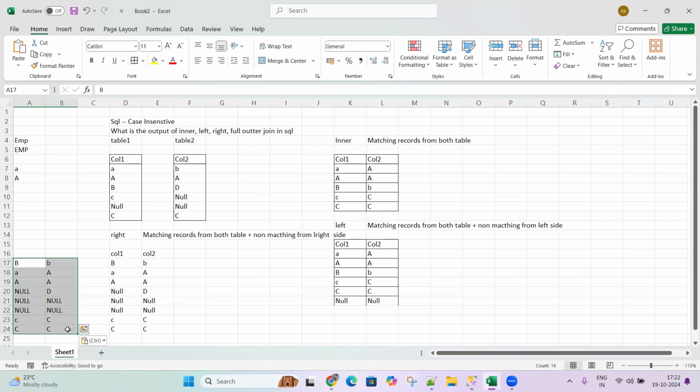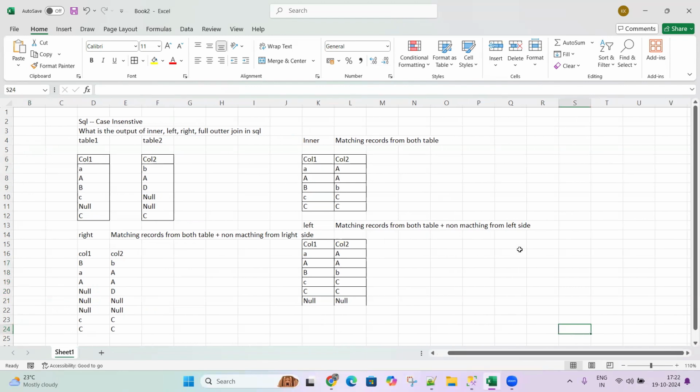Let's now check the last join. It is the full outer join. So what is a full outer join? A full outer join, again I said, is matching records from both tables plus non-matching records from the left side of the table plus non-matching records from the right side of the table.